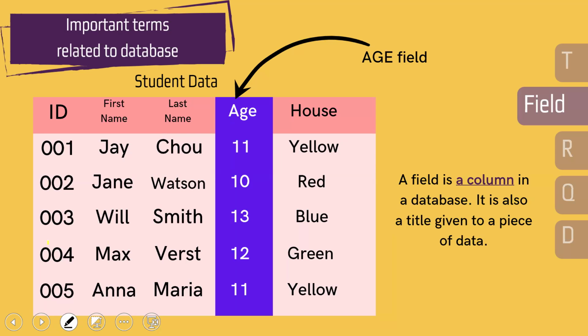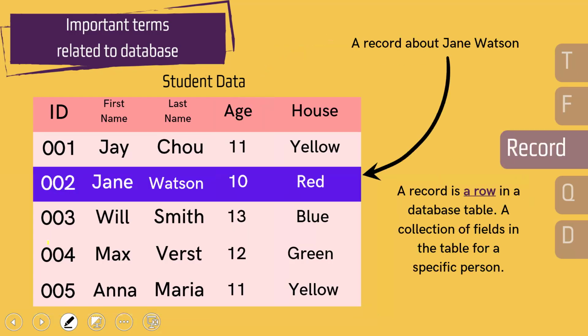A column is related to a particular instance, a particular thing. This is known as a column. The next one is a record. A record is a row in a database table, a collection of fields in the table for a specific person. So basically, what is happening?